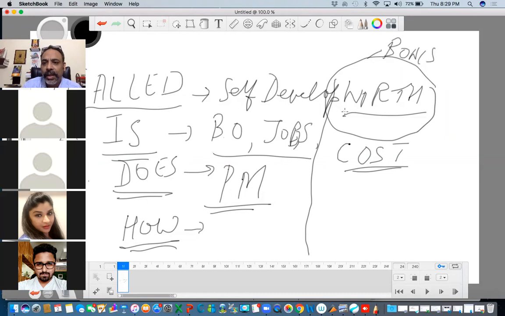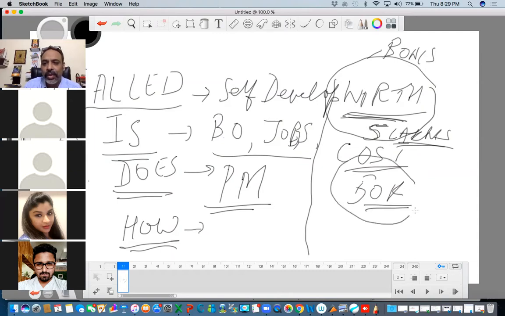If she's selling at 50,000, the worth should be like a course which should be costing about 5 lakhs. You should show that there is a 5 lakh course which you're going to get only for 50K. Guys, you're getting what we are trying to do. This is what you're going to do.